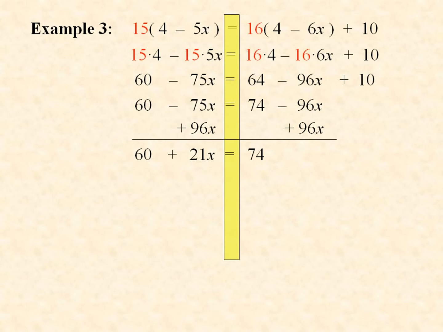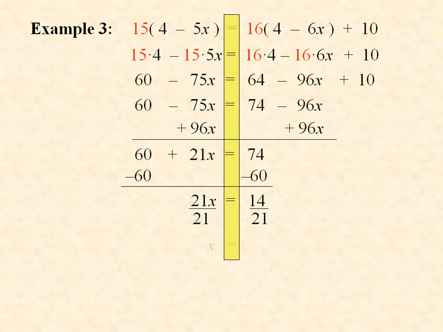Our next step is to eliminate the constant term from the left side, the side that has x. So we add negative 60 to both sides. That leaves us with 21x equals 14. And our final step is to eliminate the coefficient of x, the 21. 21x is 21 times x, so we divide by 21.